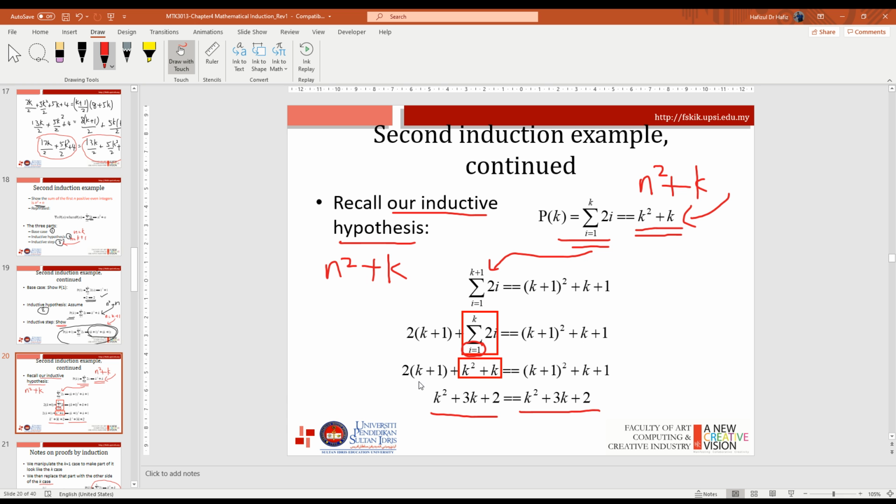Okay, and then we have 2 times k plus 1. We replace the sum of 2i by k power of 2 plus k. K power of 2 plus k, equivalent to k plus 1 power 2 plus k plus 1. So we got the same output. Okay, to recall our hypothesis, this one is true.